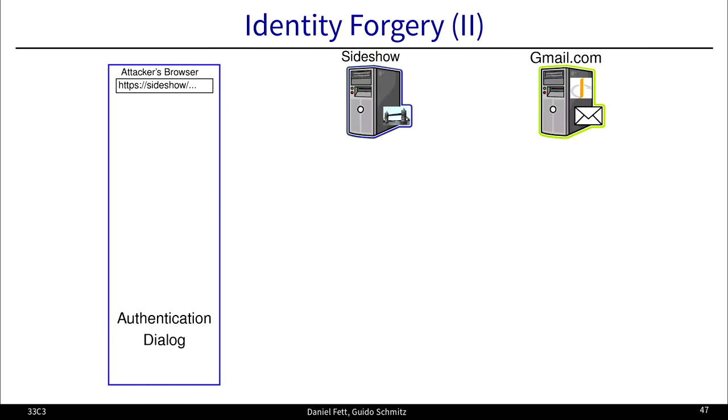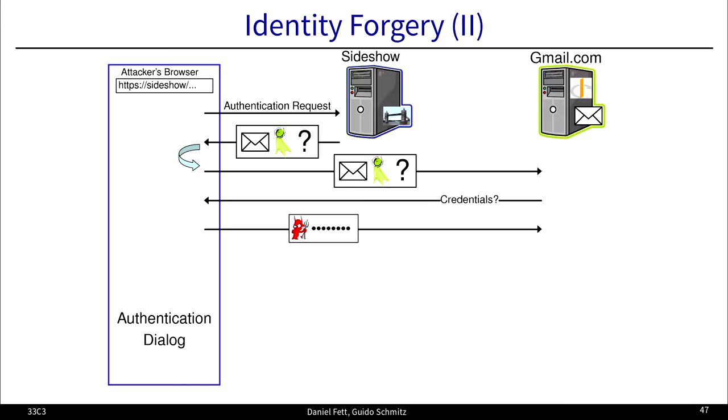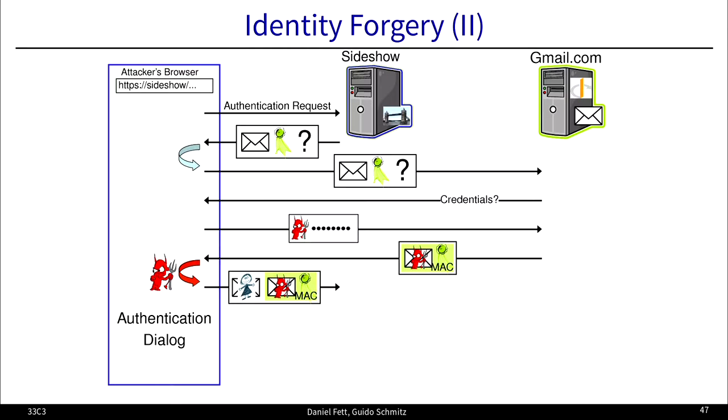And we found identity forgery number two, which is actually remarkably similar. It works as follows. So the attacker sends the authentication request, you know this part, and Sideshow wants the signed email attribute, and the attacker now doesn't change anything. The attacker just forwards this request to Gmail. Gmail asks for the credentials, the attacker signs in, and sends back the OpenID assertion containing the signed email address of the attacker. So no attack up to this point. And now the attacker can do the following. The attacker adds another attribute, another email attribute. And yeah, you can guess what happens.